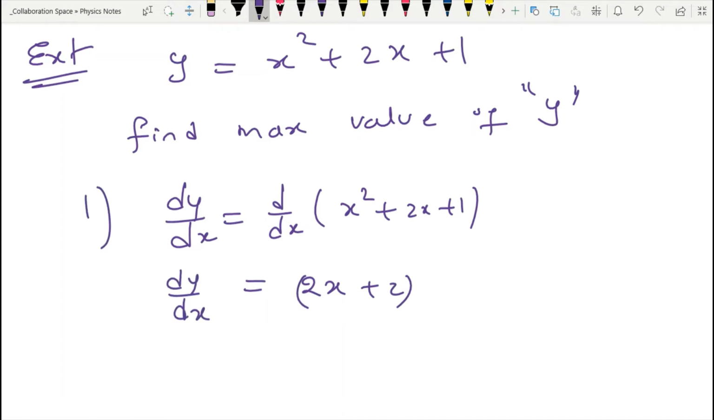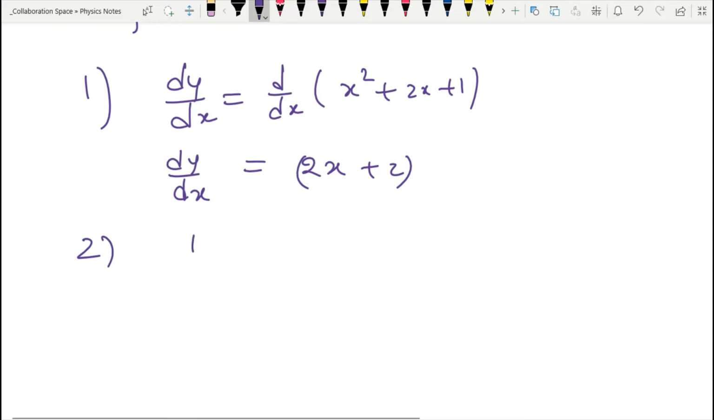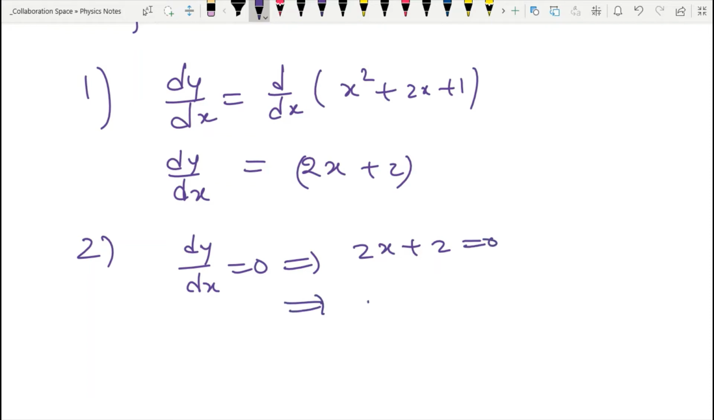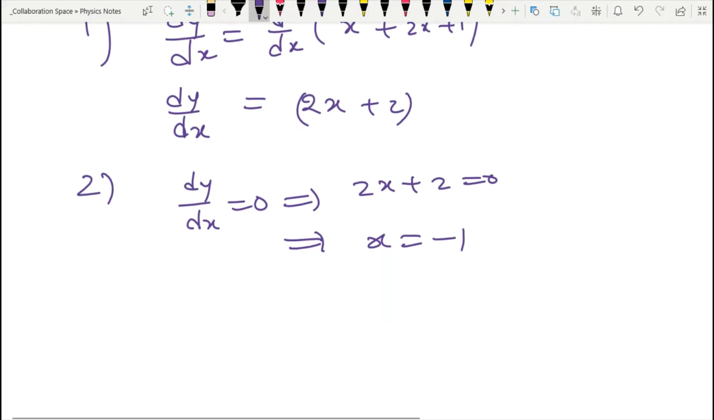Second step, I have to equate dy by dx to 0. If I equate dy by dx to 0, we are getting 2x plus 2 is equal to 0, and x we are getting as minus 1. We can clearly see at this x value minus 1, I have to check the sign of the second derivative. Now I am applying the second differentiation for dy by dx. I already know the dy by dx value as 2x plus 2.